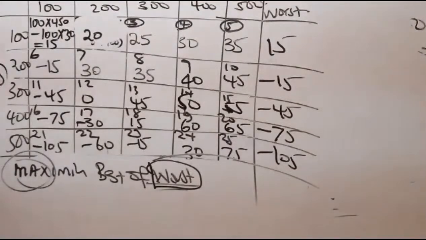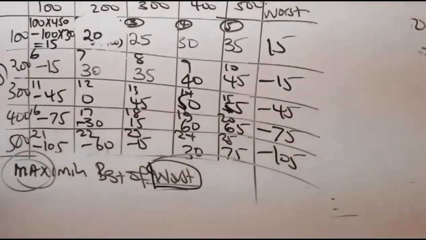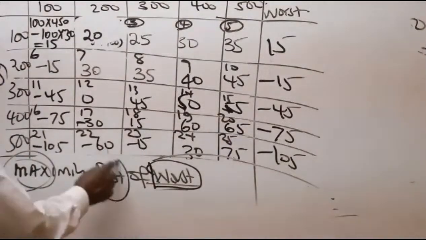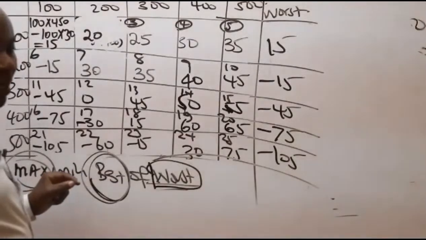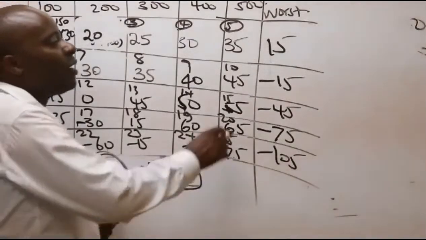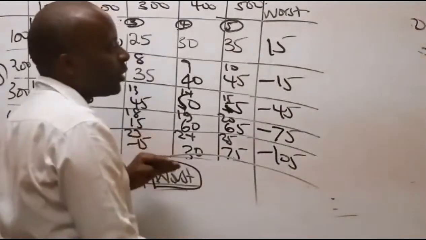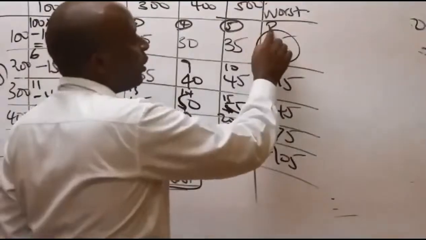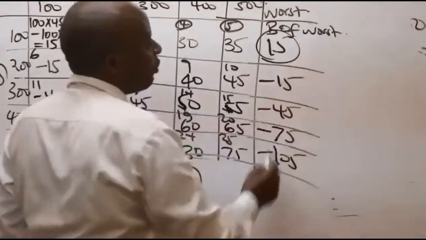So once I've been able to select the worst scenarios, then I'll come and optimize by looking at the best amongst the worst. So the best amongst the worst, ladies and gentlemen, what do we have here? These are all the worst scenarios for each alternative. So this is the best of the worst.